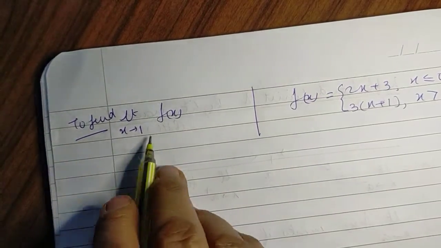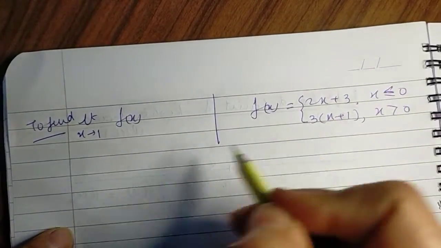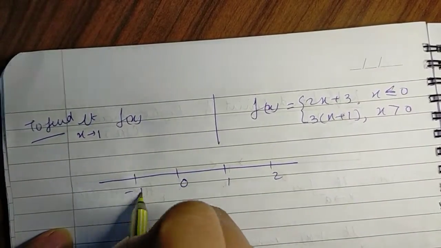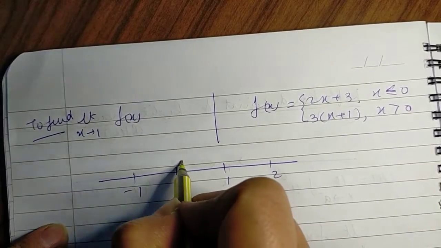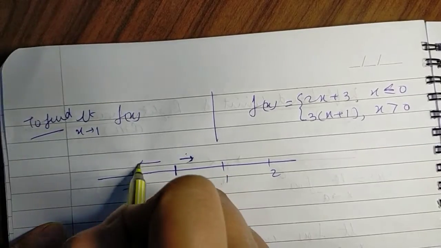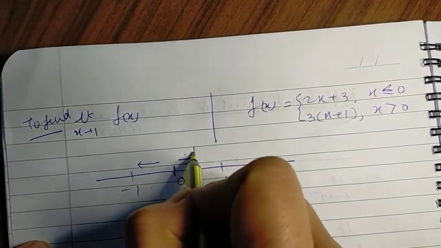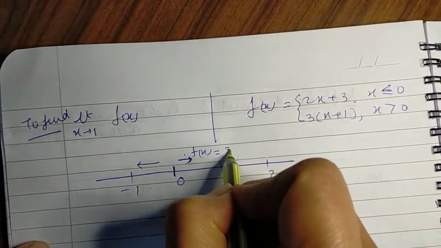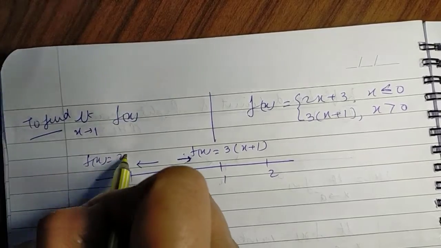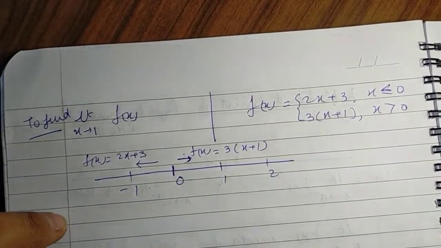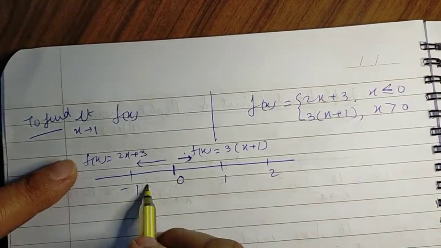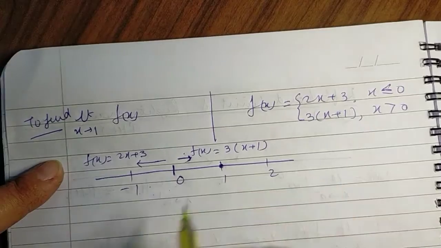Now we observe that the function is defined in one manner on the right of 0 and in another manner on the left of 0. Here f(x) equals 3x + 1, whereas on the left of 0 it is f(x) equals 2x + 3. But here, instead of finding the limit as x tends to 0, we have to find the limit as x tends to 1.